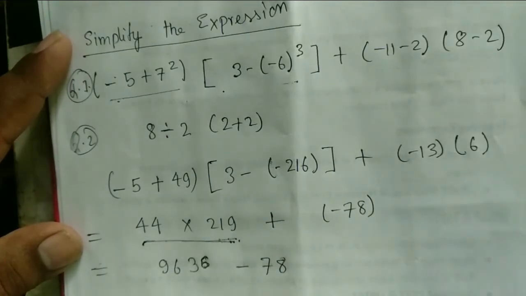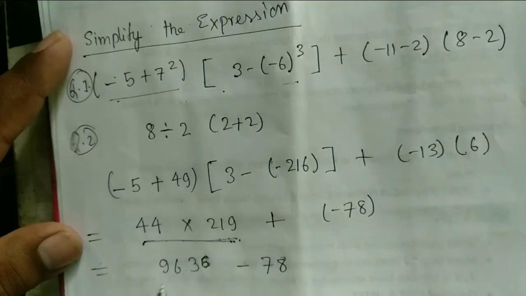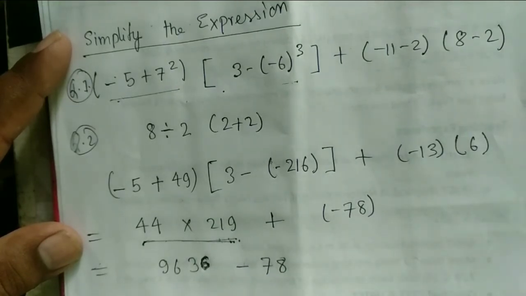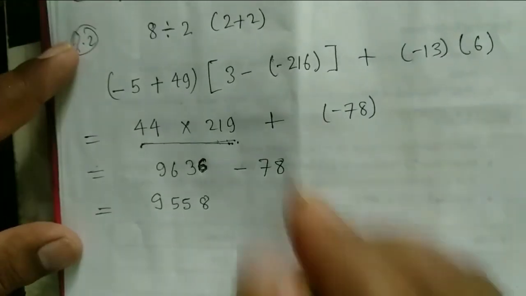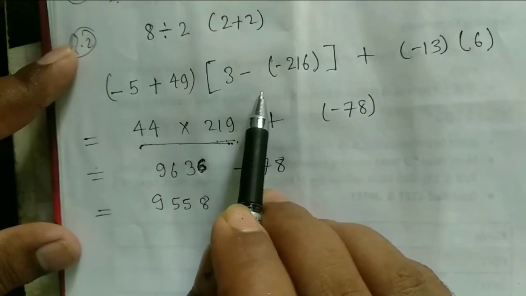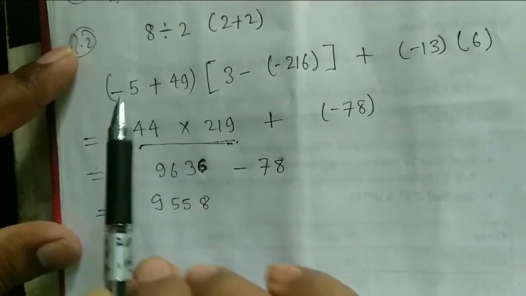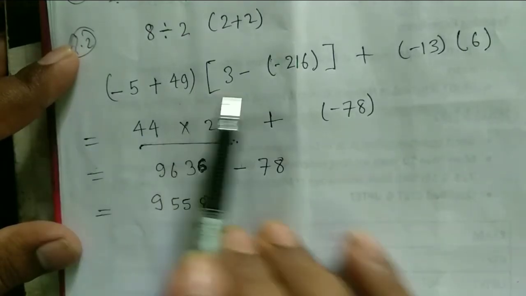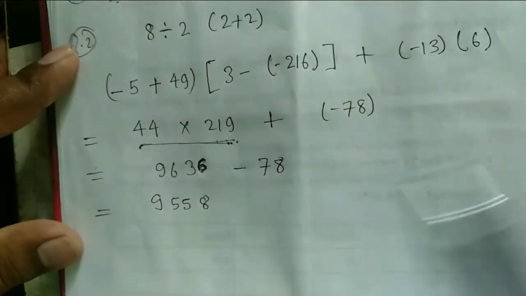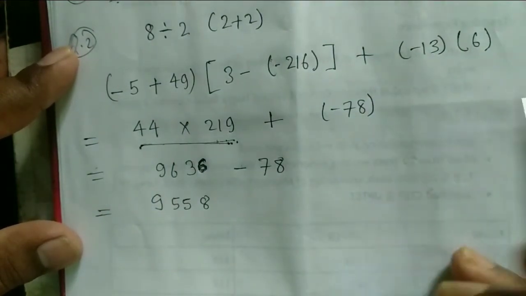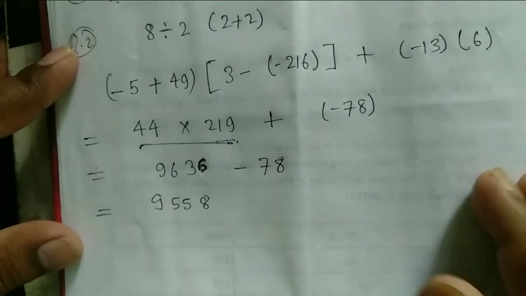Using the calculator we found that 44 into 219 is 9636, and this becomes plus minus 78. If we subtract minus 78 from this, we would get 9558. So that's how we approach the problem. First we always solve anything that is inside the brackets, and then we touch the exponents and then multiply, and if given then we divide, and after that addition and subtraction.